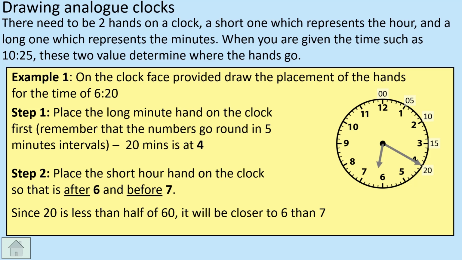So you look at the minutes, and then you look at hours. And like I said, you could do it the other way around. It doesn't make a difference, but of course your positioning of the hour hand is going to be dependent on the position of the minute hand. So if this minute hand was a lot further round, then this hour hand would be moving closer towards 7 as it goes around. All right, so that's drawing analog clocks.